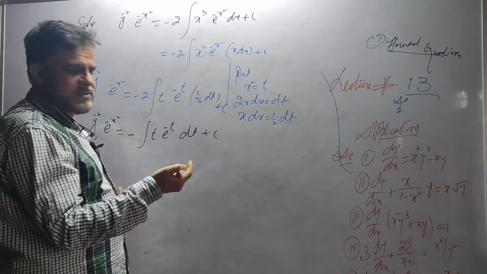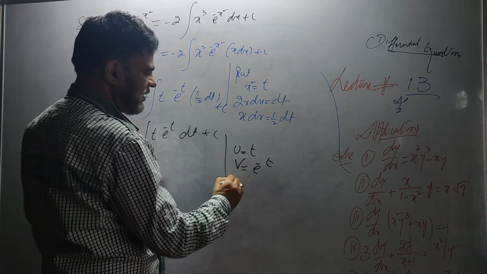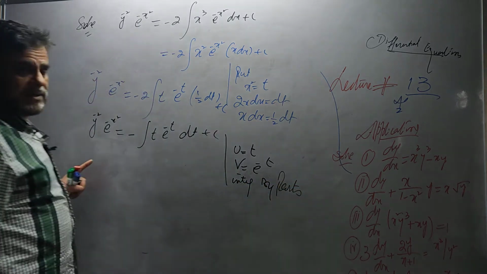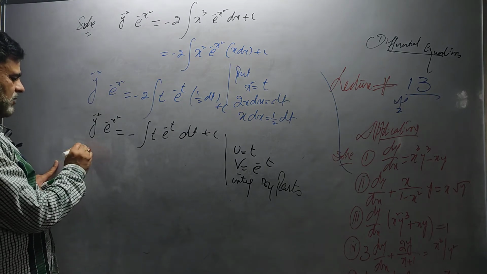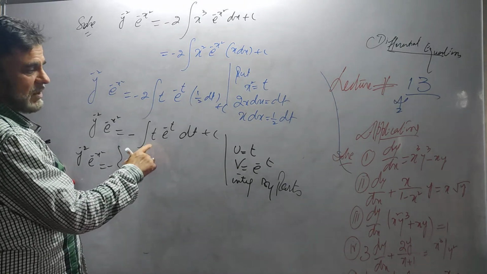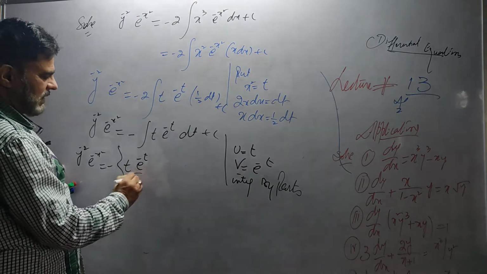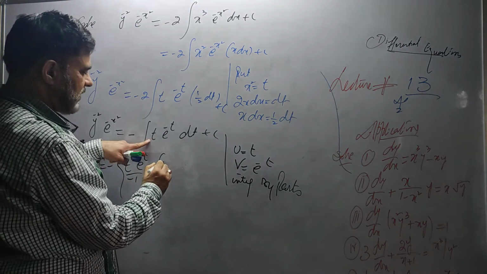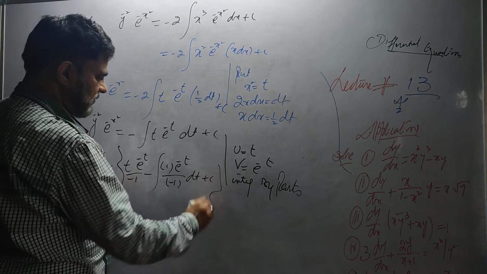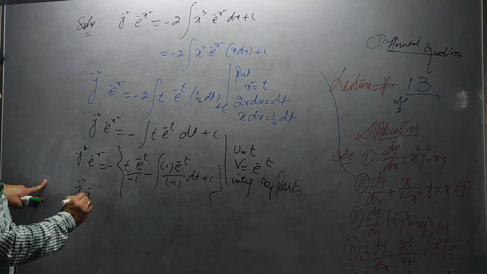Or you can go by Euler. I can take u is equal to t, v is equal to e raised power minus t, and integrate by parts. So this is y raised power minus 2 e raised power minus x square is minus u as it is. What is your u? t. Integral of e raised power minus t is e raised power minus t by minus 1. Minus whole integral, derivative of t is 1, then e raised power minus t by minus 1 dt plus c.